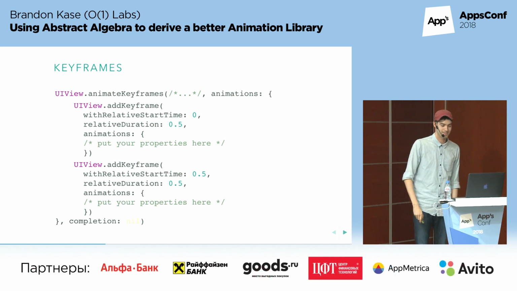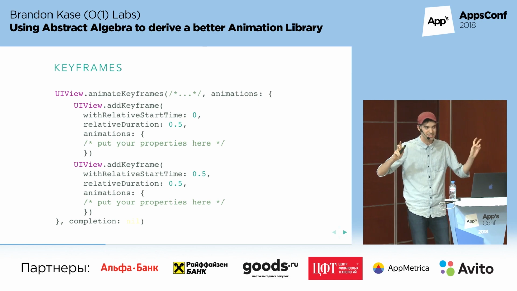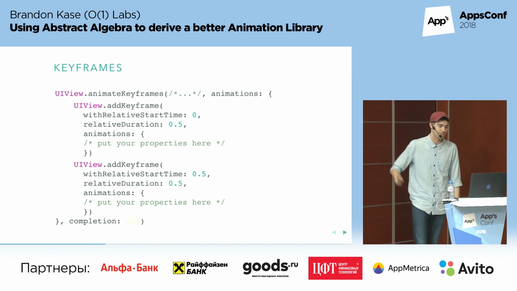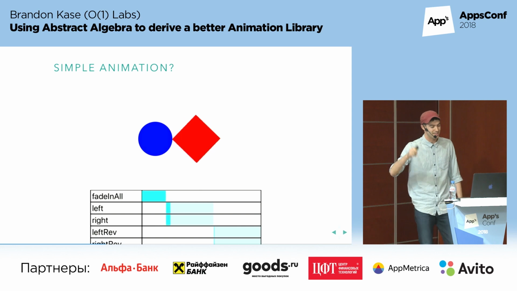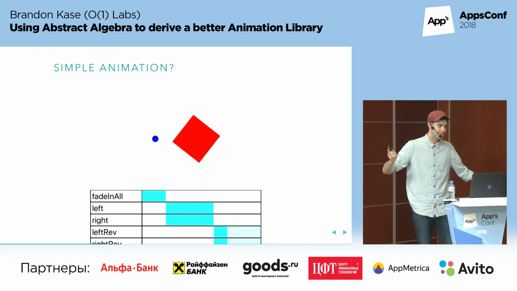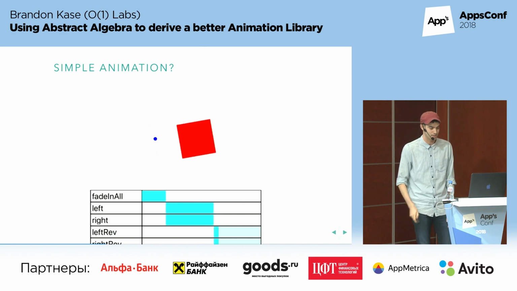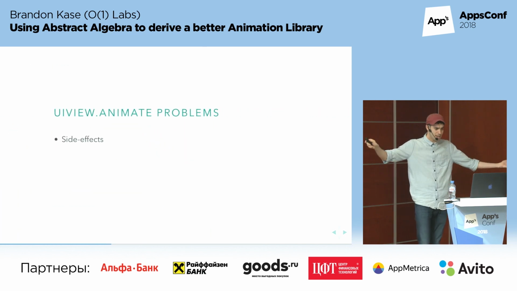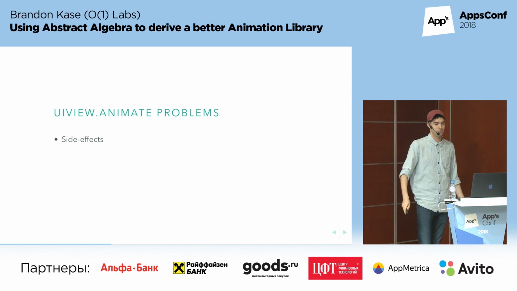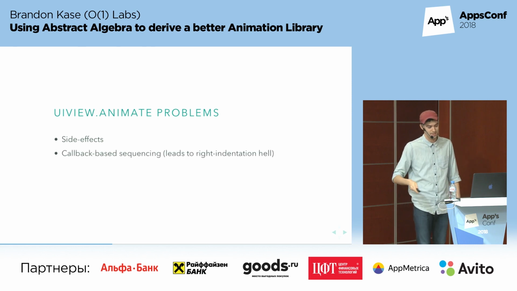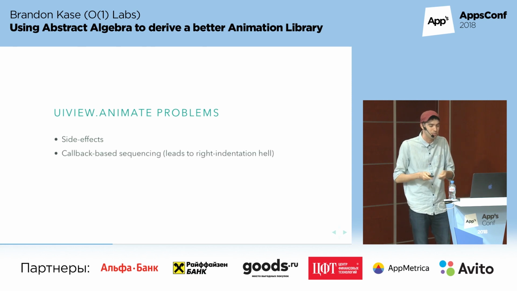Turns out you can't do that. So we say it doesn't compose at all. So this is horrible. This simple animation just totally kind of fell apart. We couldn't do the looping, and we had lots of nastiness because of side effects. Side effects are the devil. They're bad. And we had this callback-based sequencing, and we couldn't use the animate keyframes to get around it.